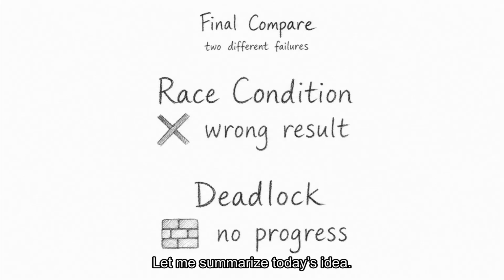And let me summarize today's idea. Deadlock is a situation where multiple tasks wait for each other, and none of them can continue. Deadlock usually requires four conditions: mutual exclusion, hold and wait, no preemption, and circular wait. Semaphore is a synchronization tool that uses a counter. It allows up to a fixed number of tasks to access a resource. Mutex usually means one task at a time. Semaphore means up to n tasks at a time. That is a key difference.